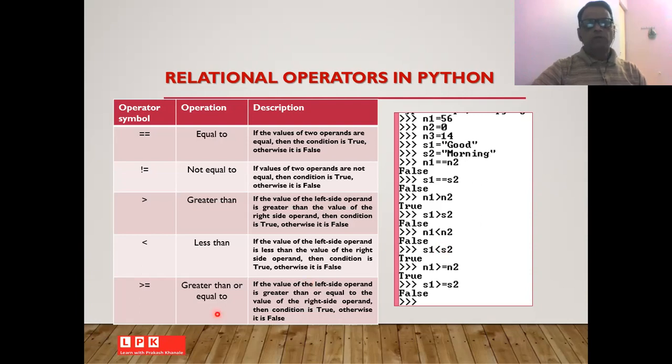Greater than or equal to, if the value on the left side operand is greater than or equal to the value on the right hand side operand, then the condition is true, otherwise it is false. So if I compare between s1 and s2, if s1 is good and s2 is morning, then s1 greater than or equal to s2 will return me a false value.